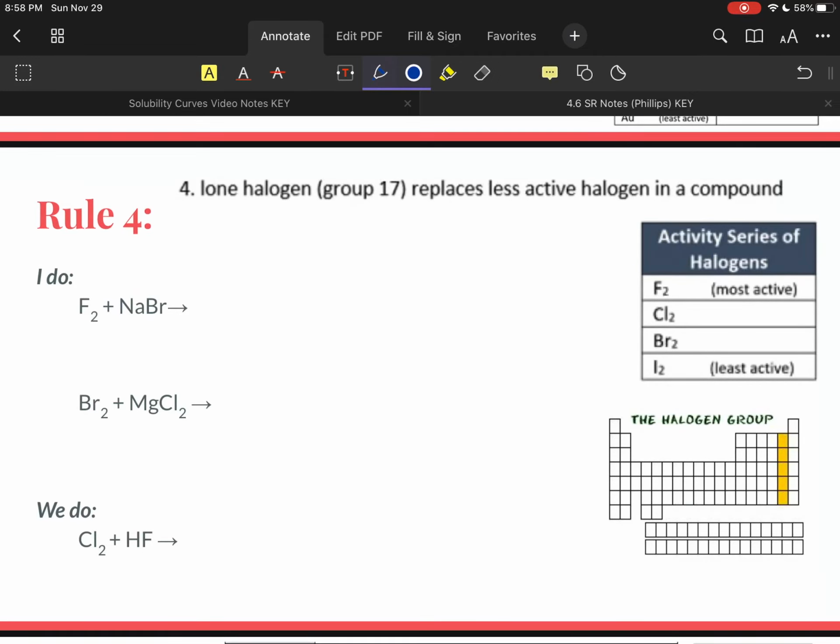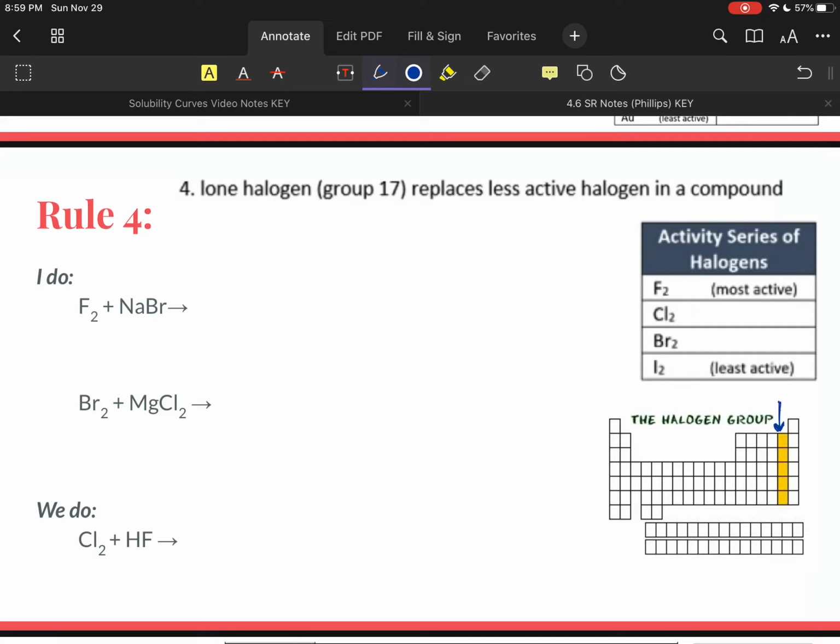All right, last rule. This one, instead of looking at a metal, now we're looking at halogens. So halogens are this last group 17, like your chlorines, bromines, iodines, fluorines. Those are our halogens. And they're reactive differently also based on where they are. And this all kind of goes back to when we talked about ionization energy. How good are they at bonding? How good are they at taking electrons from other elements?